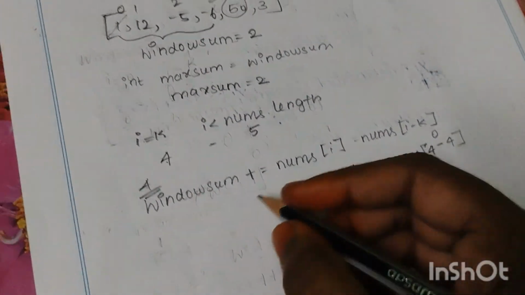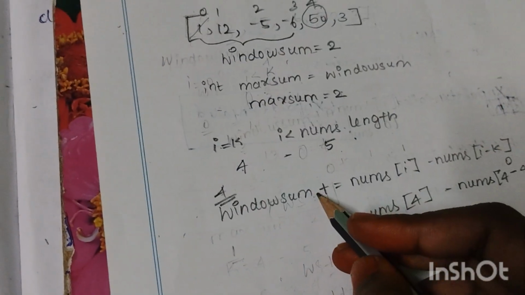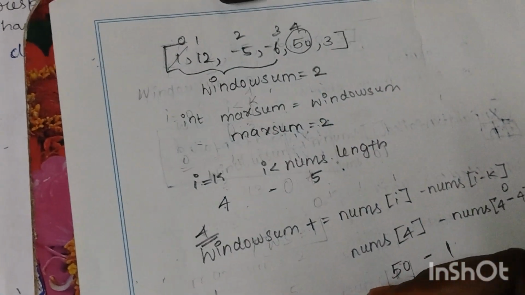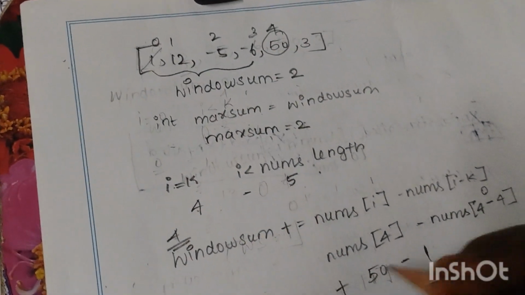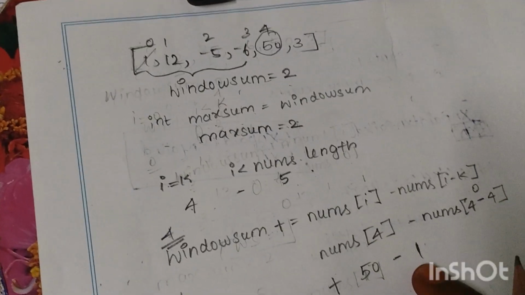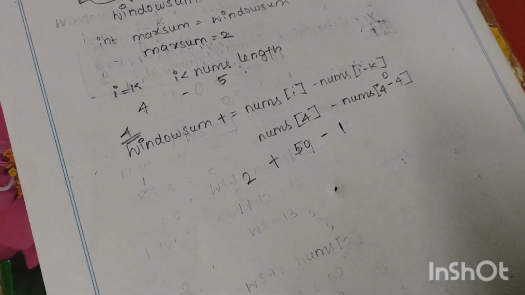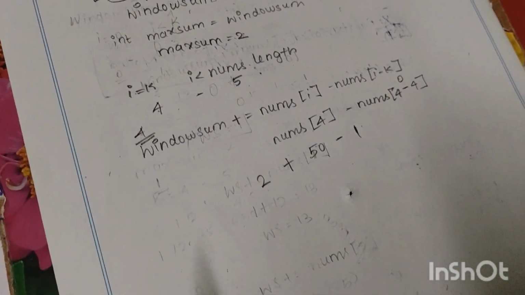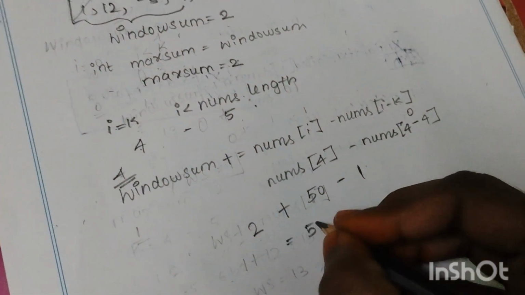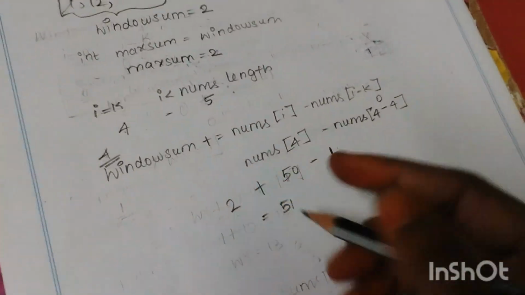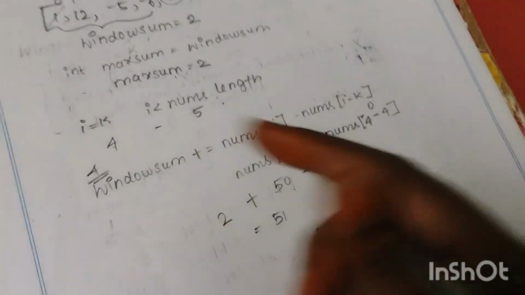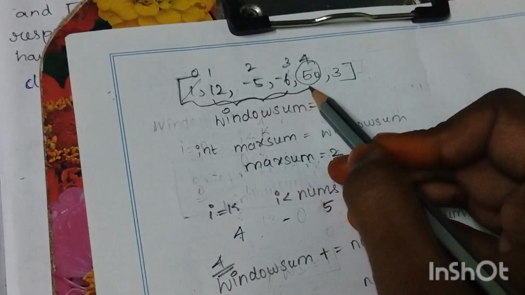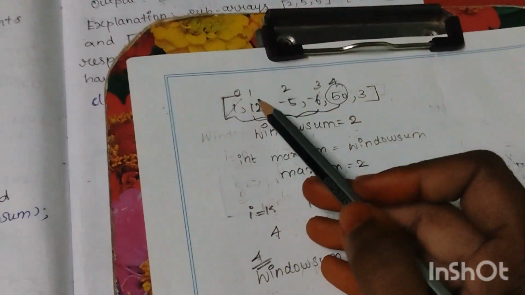So what is our window sum? Window sum is 2. 2 plus 50 minus 1. This is our next window sum. So 2 plus 50 minus 1 is equal to 51. This is our window sum of the next subarray.